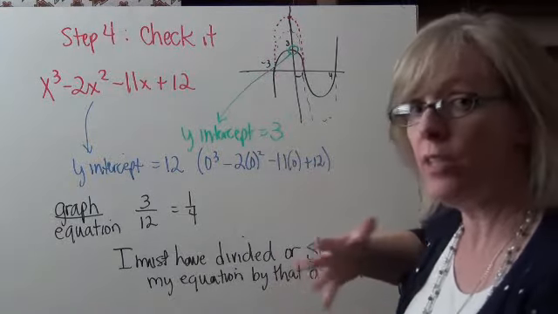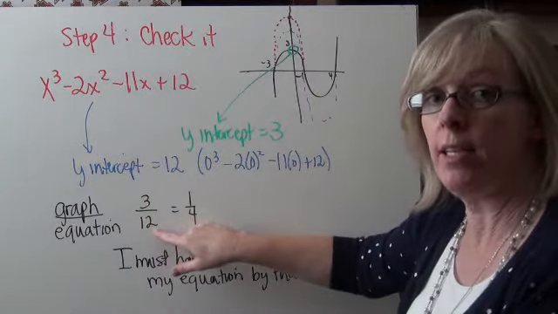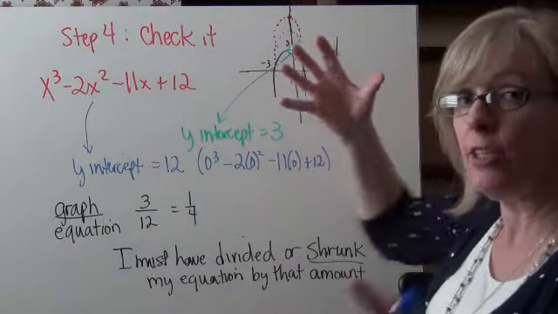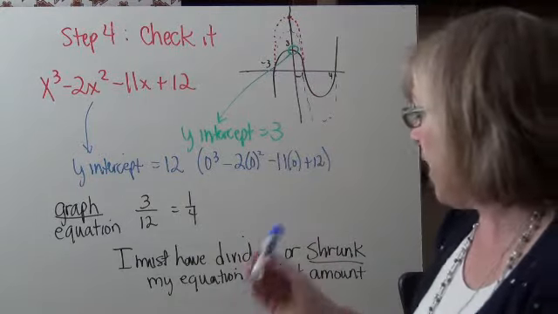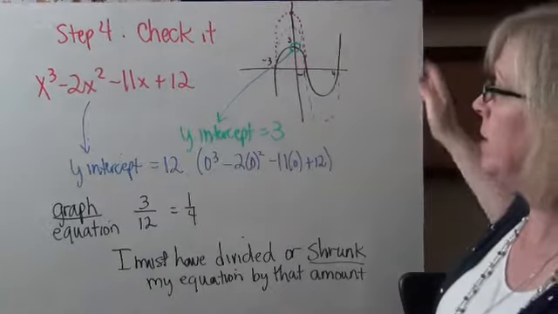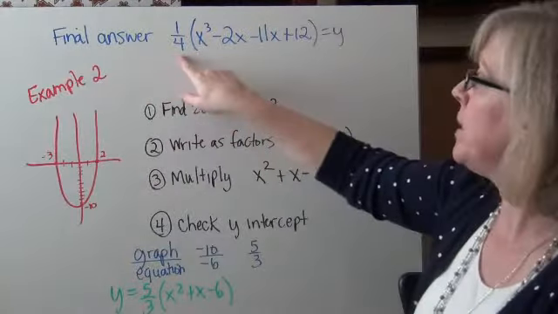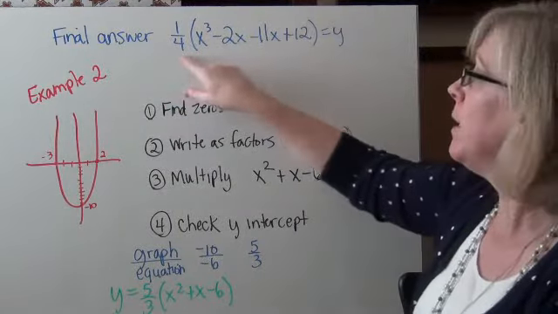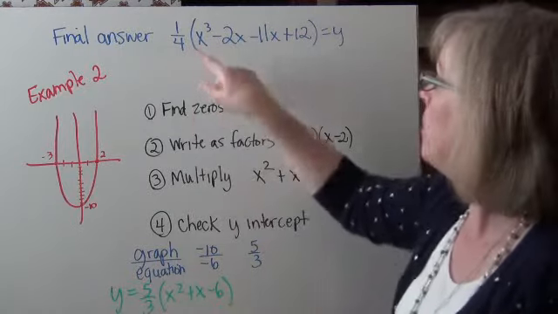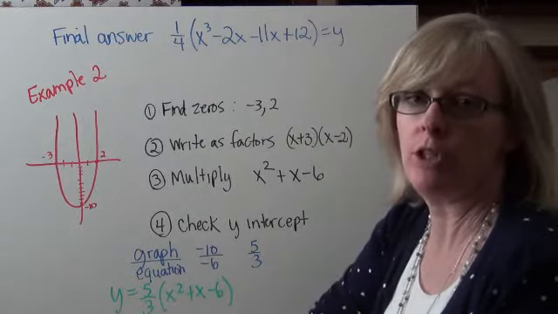So the way we're going to resolve this problem is we're going to write what the graph says divided by what the equation says. And I get 1/4. So I must have taken a graph and shrunk it, okay, by that amount in order to get my equation to fit. So the way that I show that is I simply take that equation that I found before, put parentheses around it, and put a 1/4. Now my y-intercept is 1/4 of 12, or 3, just like my graph showed.